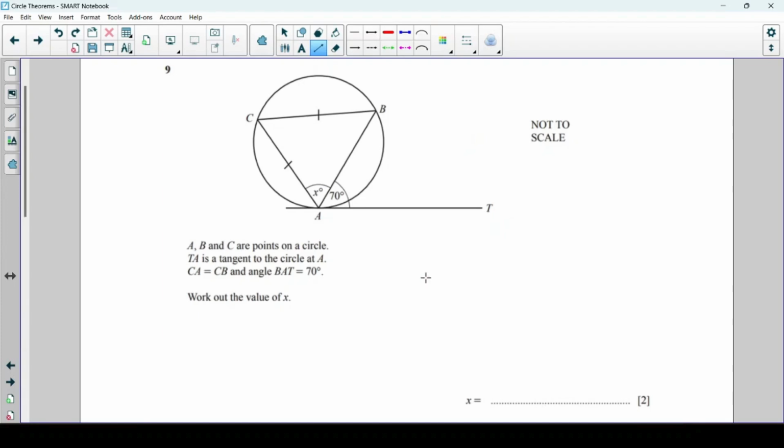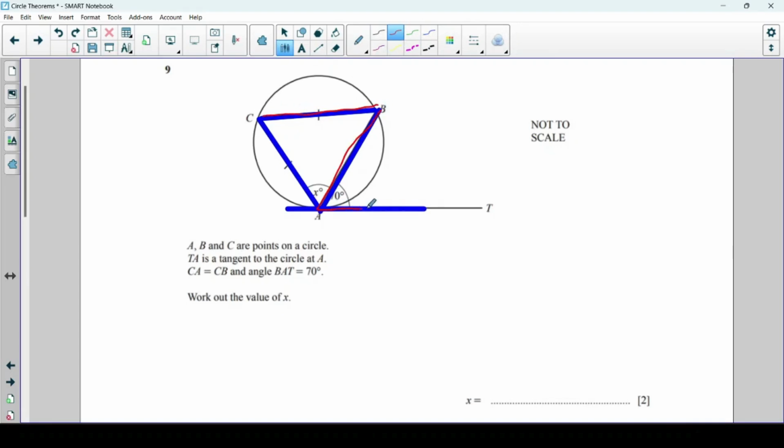You're probably starting to notice how often alternate segment theorem comes up, and this is another one of those where we have the tangent, we've got a triangle connected to the tangent, and we're going to draw our kind of Z shape. Except, as always, it's not alternate angles because we don't have parallel lines, so it's this one and this one over here which are equal. So this one over here is going to be equal to 70 degrees, so let's get rid of all of those lines again and put this one here is 70.